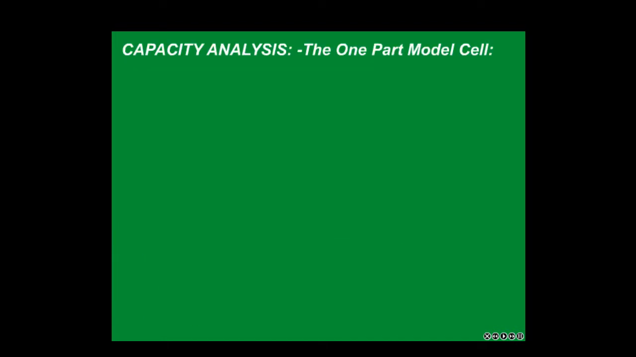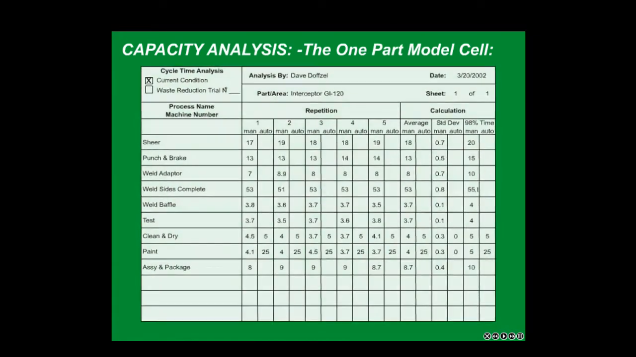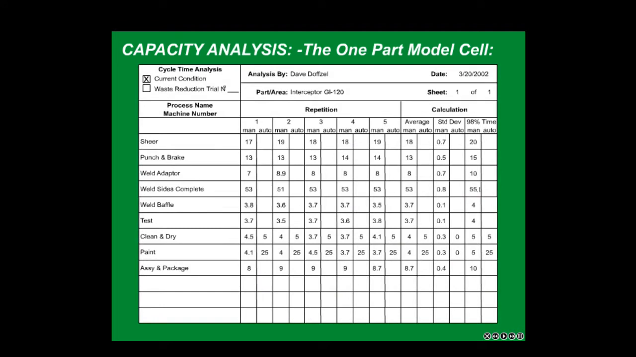Capacity Analysis, the one-part family cell. After you have eliminated the waste you observed in your cell and operators are comfortable with the new process, complete a new set of trial timings using the cycle time analysis sheet. This sheet requires 5 observations of each operation and will provide us with the average of these observations and a 98% time. The 98% time accounts for operator and process variations and means that 98% of the time we will be able to complete the operation within this time.